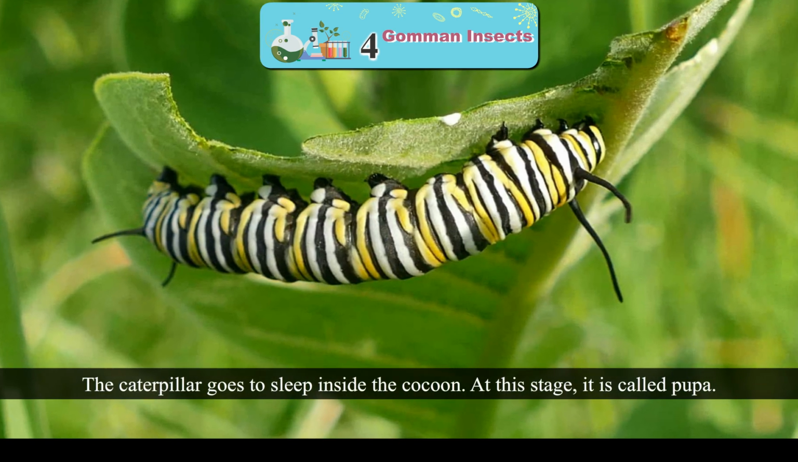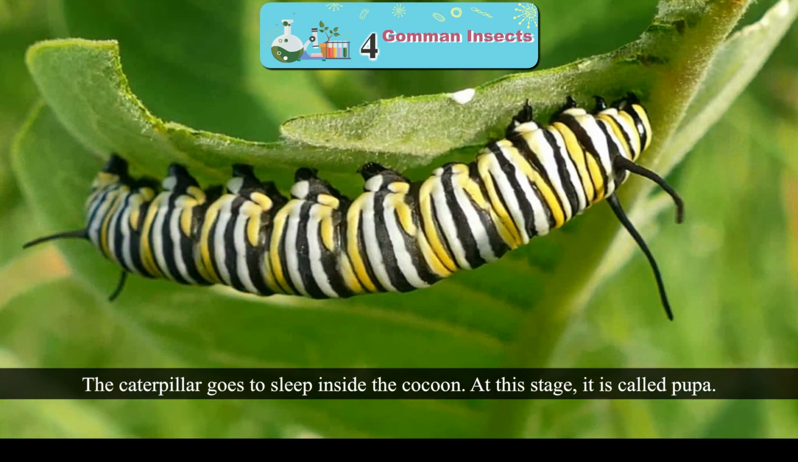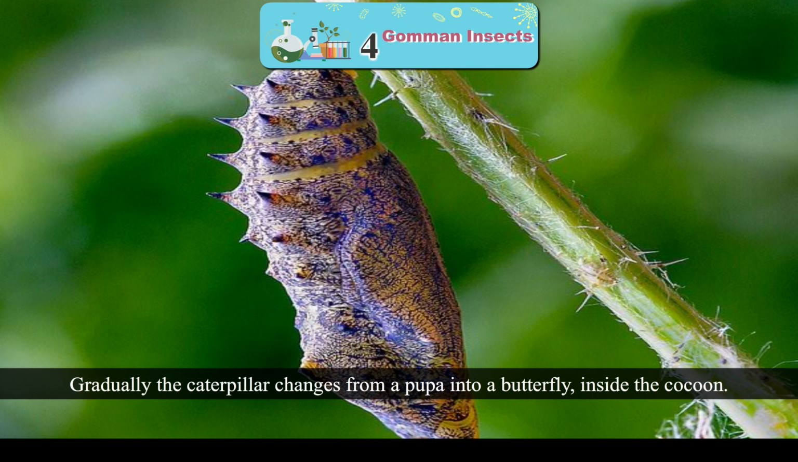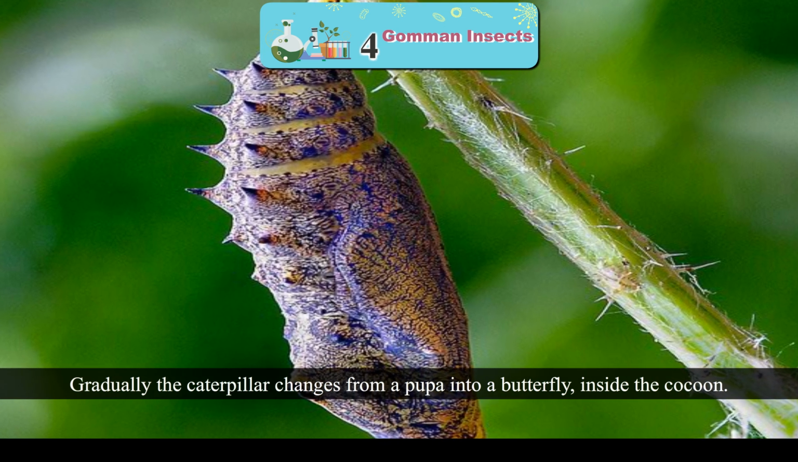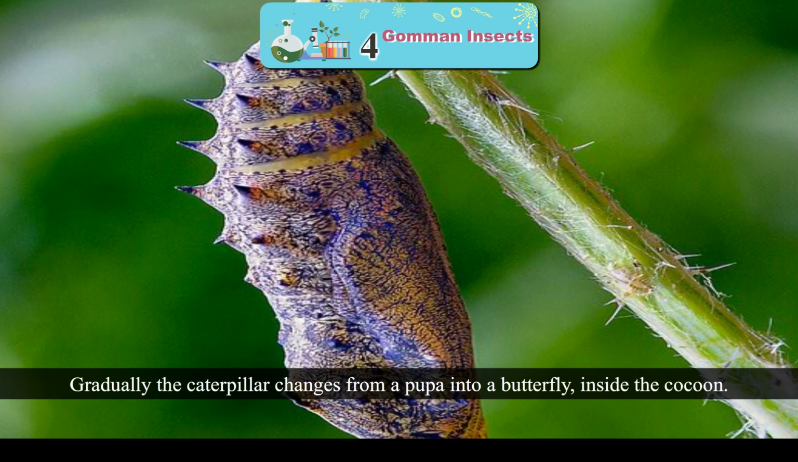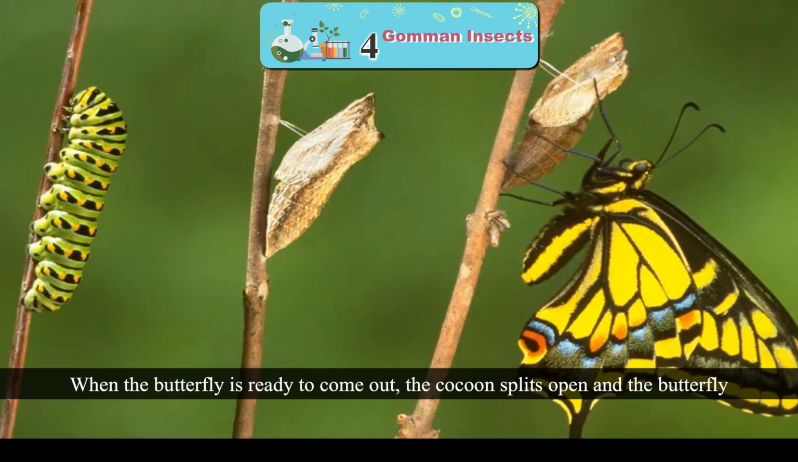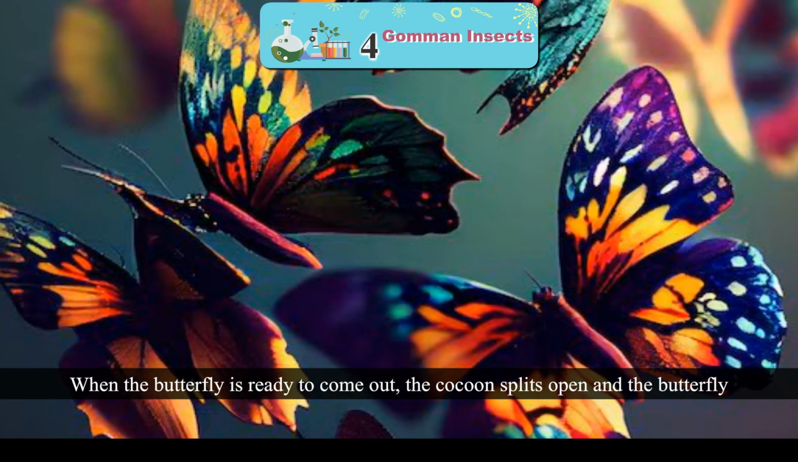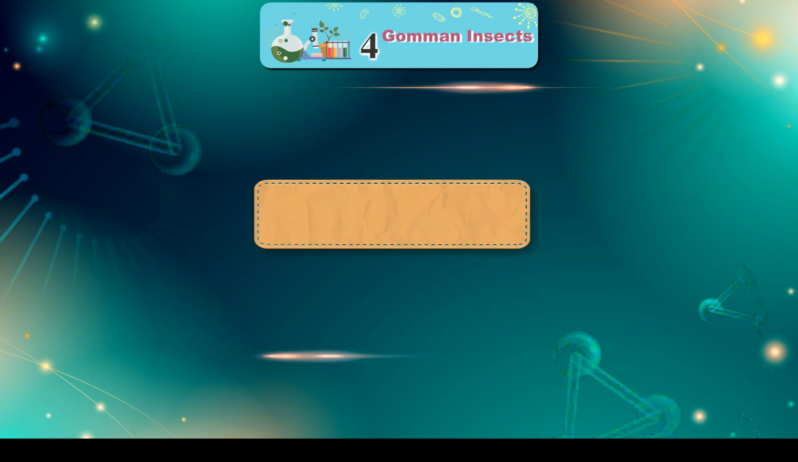A caterpillar goes to sleep inside the cocoon. At this stage, it is called a pupa. Gradually, the caterpillar changes from a pupa into a butterfly inside the cocoon. When the butterfly is ready to come out, the cocoon splits open and the butterfly comes out.